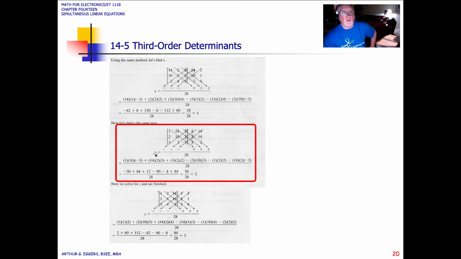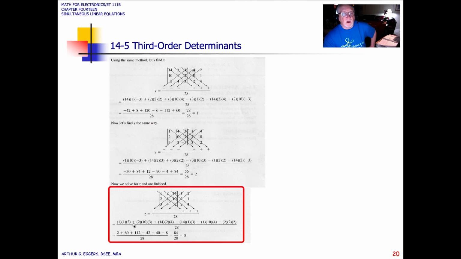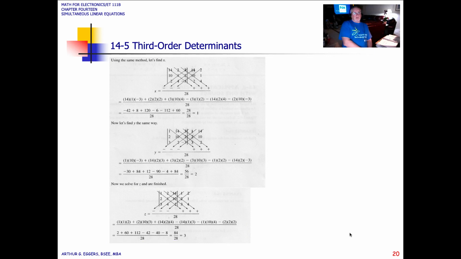Do the same thing for your y terms. Take the sum and differences of each of those products. We end up with 56 over 28, which gives us 2. So y equals 2, x equals 1, and we do the same thing for z, the products, each of them sum and difference. We end up with 84 over 28, which gives us a value of 3. So 1, 2, and 3 are our solutions using the third order determinant method to solve for these three linear simultaneous equations.